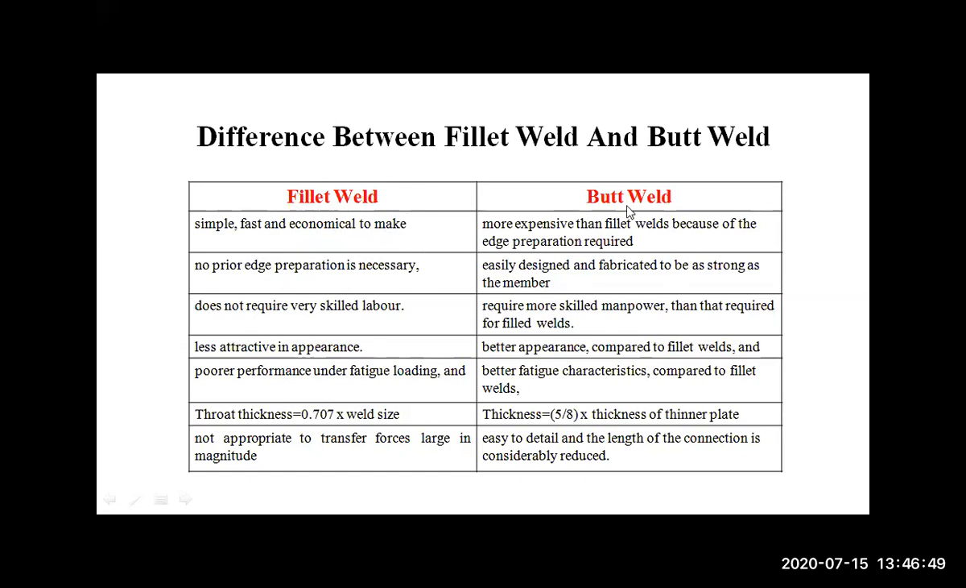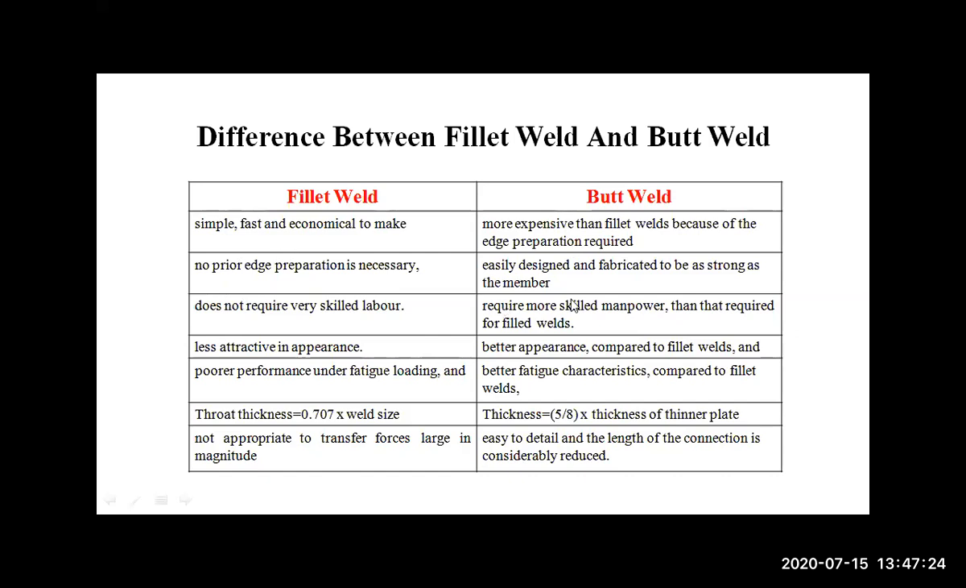If we think about the butt weld, it is more expensive than fillet weld because of the edge preparations required. So V is there, U is there, so edges are there, so it is more expensive than the fillet weld. Then no prior edge preparation is necessary in the fillet weld, which means there are no edges like in the butt weld: V shape, U shape, then square shape.